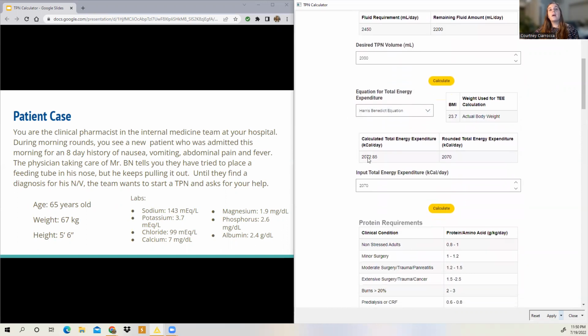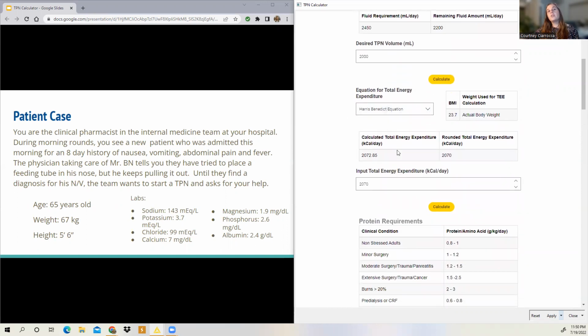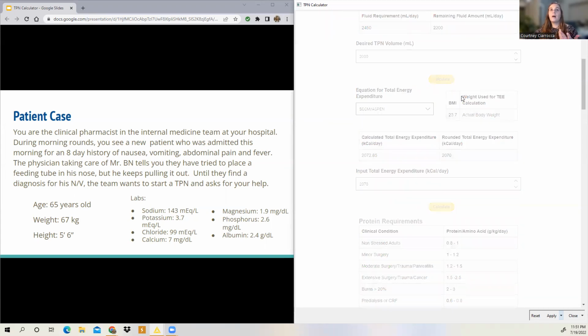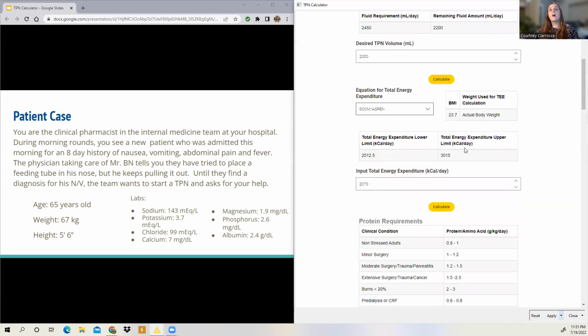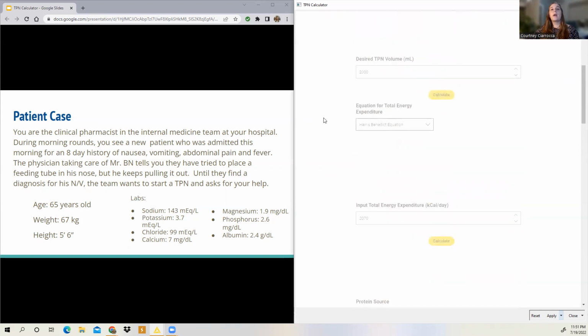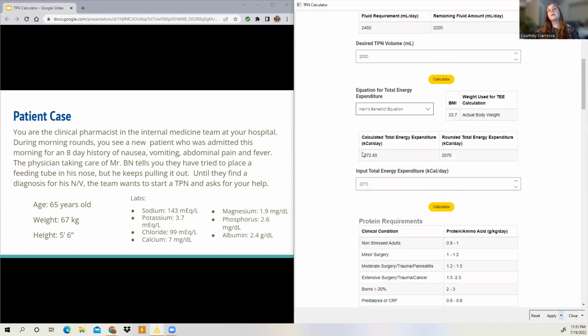And then once we have that, we go into his energy expenditure, so how many calories he needs per day. And again, there are multiple different equations for us to use, and it changes. So like this one would give us a range, and then we would pick between there, but we'll stick with the Harris-Benedict equation because that's what they asked us to use in class.